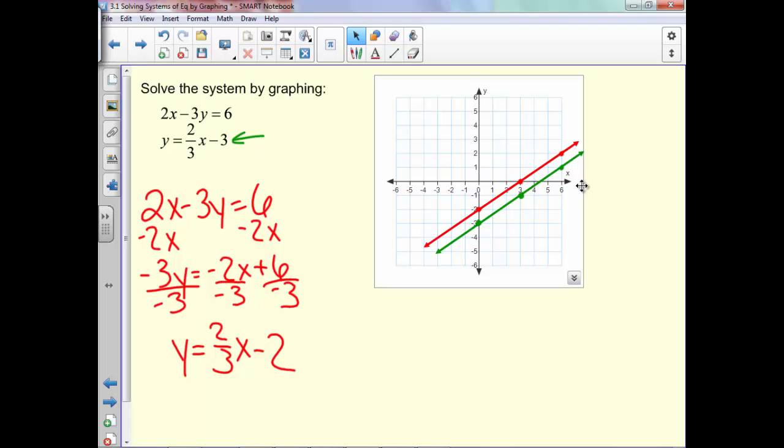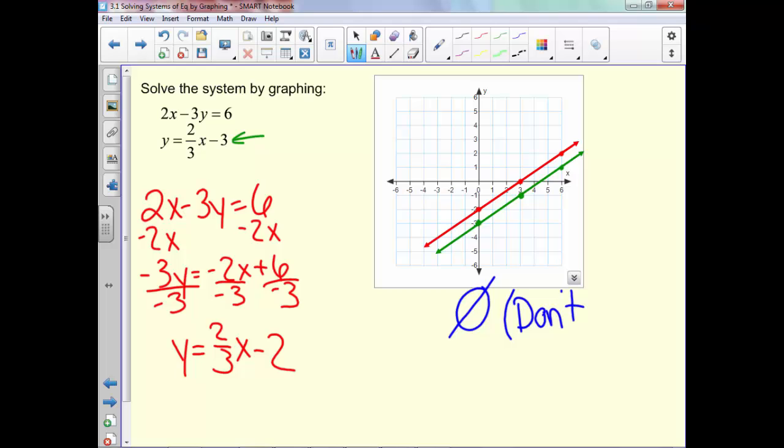So once we have our two lines, remember the question before was where do they intersect? Well, in this case, they don't intersect. There is no intersection. So this is no solution. They don't intersect. Also notice they've got the same slope, which means they're parallel. And so notice that these lines are parallel.